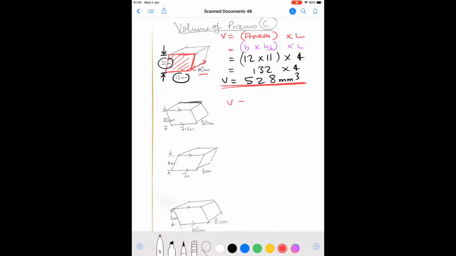So we say volume equals the area times the length. So again, what is the area? Area is base times the height for a parallelogram, then times the length. So we said the volume equals, well, we got the base is 2.1, the height is 10. 2.1 times 10, that'll give you 21. Then you multiply that by how long the shape is, which is 50 here. So all the units are the same. Good.